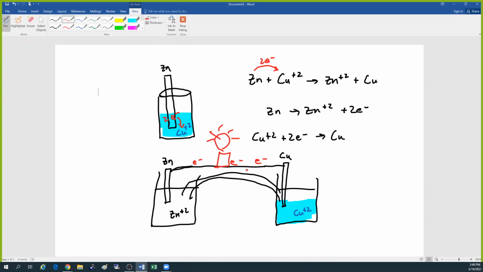And so that's really, like I said, the basis of how batteries and things like that work. Chemical energy is used to make electrical energy. So next time, we'll start getting into those kinds of what are called cells and how they are used to generate electricity.